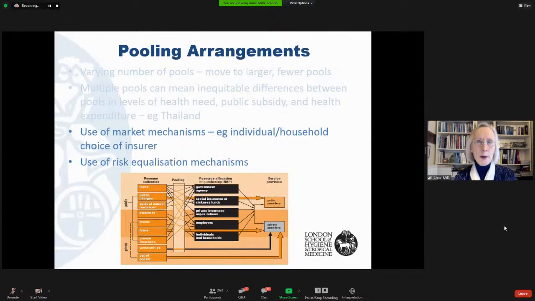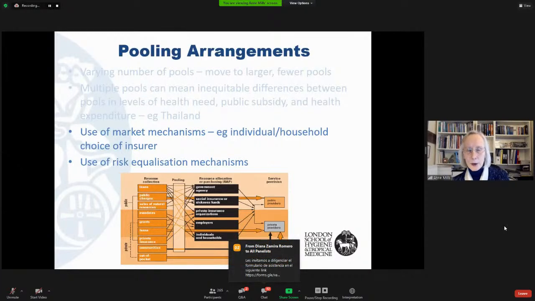So just to conclude on pooling arrangements, 2 further issues in terms of country experiences. Another is whether or not they use market mechanisms in the insurance fund arrangements. For example, do they allow individual or household choice of insurer? The insurance may be mandatory, but there could be choice within that. And related to that, whether or not countries use risk equalization mechanisms, because the risk of allowing individual choice is that it provides the insurer with an incentive to minimize the risks of the pool that they acquire.